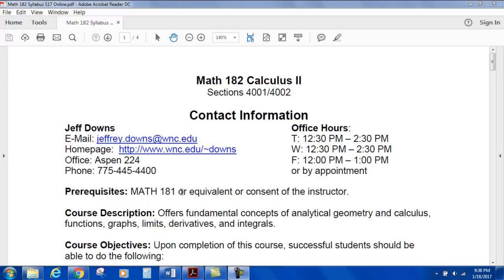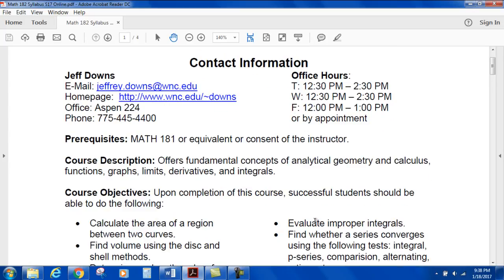Prerequisites: Math 181 or equivalent, or the consent of the instructor. The course description offers fundamental concepts of analytic geometry and calculus, functions, graphs, limits, derivatives, and integrals.